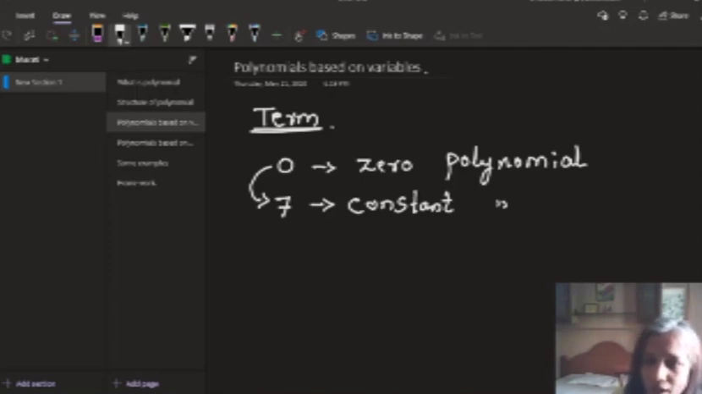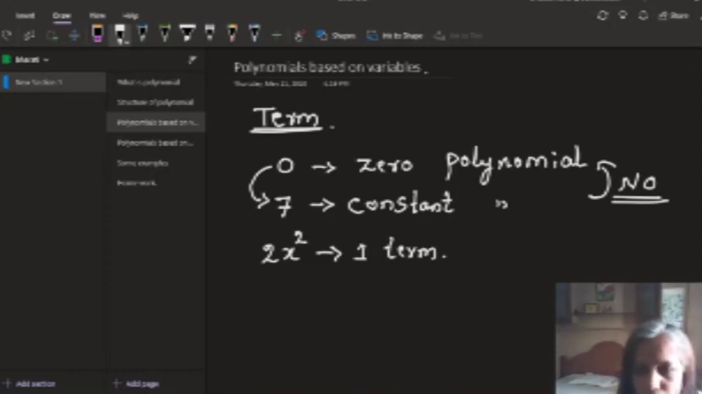At the same time, if I ask vice versa, whether 7 is a 0 polynomial? No. It is a one-way definition. Any 0 polynomial can be a constant polynomial, but a constant polynomial cannot be a 0 polynomial. The polynomial with one term is called a monomial. Mono means one, we have to write here.